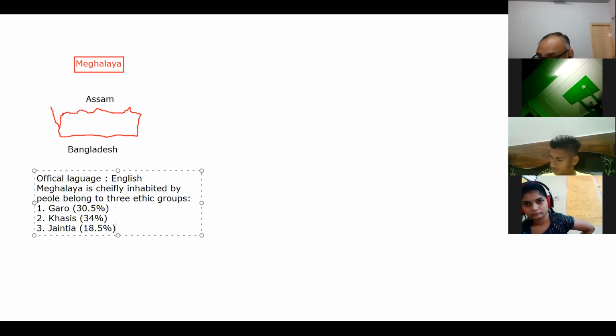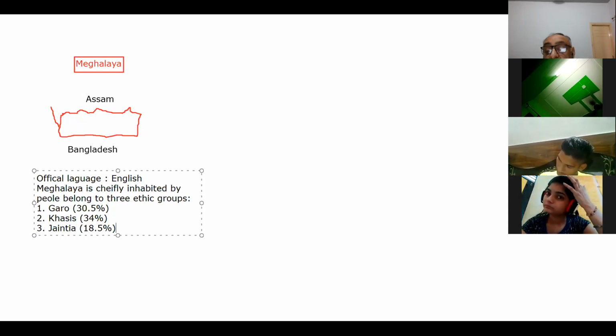Apart from that, there are the Bengalis also, there are Nepalese also, there are Kukis also, there are the Hajong people also, right? Hajong are Hindus.